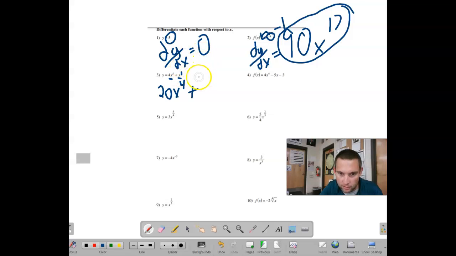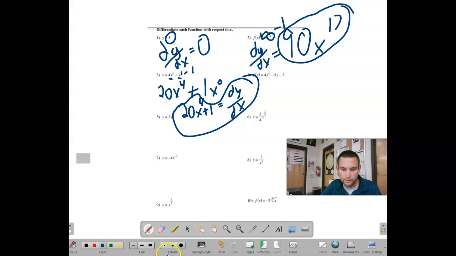x to the 1, multiply 1 by the coefficient, and what we're left with is 1 times x. 1 minus 1 is 0. And we know that x to the 0 is just equal to 1. So 1 times 1 is 1. So we're left with 20x to the 4th plus 1 equals dy/dx. Remember, you can pause this and rewind it. Listen to it multiple times. Alright, let me clean all this up.